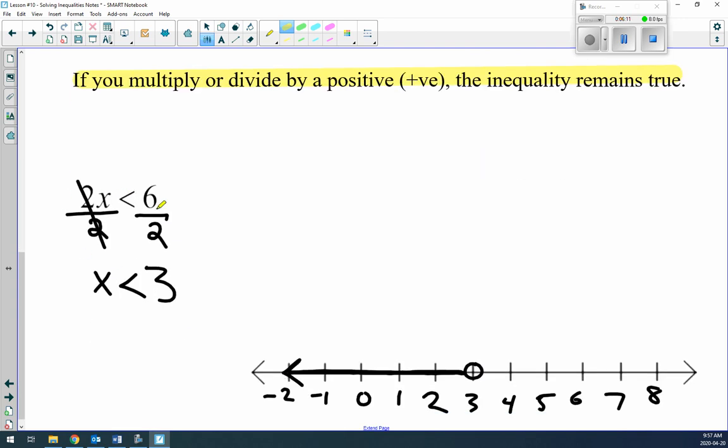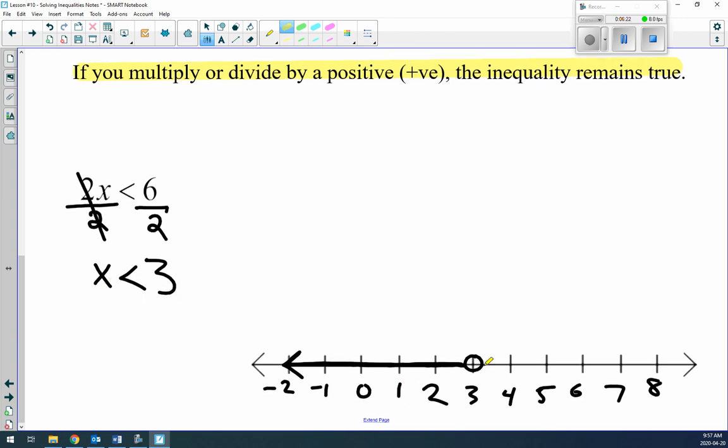So let's look at an example here. 2x is less than 6. We got to get x by itself. So we divide both sides by 2. These 2's reduce down, so you're left with x by itself. 6 divided by 2 is 3. So x is less than 3. Put it on the number line. +3 here, open circle, because it doesn't include that point, and everything to the left of it. Okay, page 6 there.